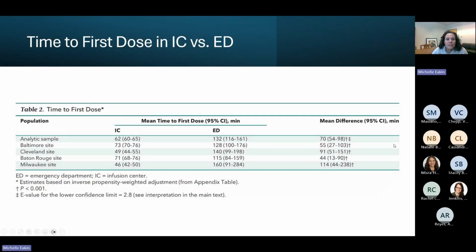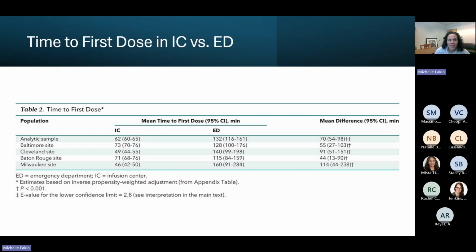And what we saw was a significant improvement in care delivery, with the time to first dose being 62 minutes in the infusion center compared to 132 minutes in the ED. We now have 60 minutes as our guideline to get first dose under 60 minutes. And so you can see this is not only statistically significant, but it's clinically significant.